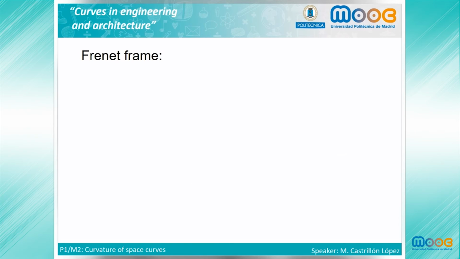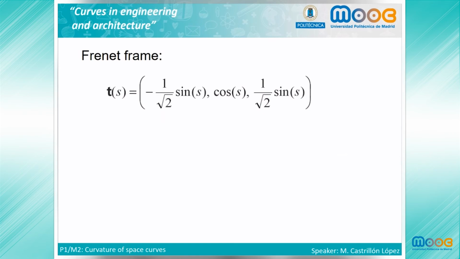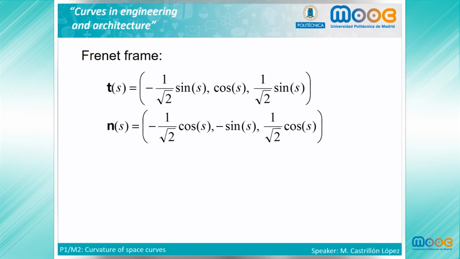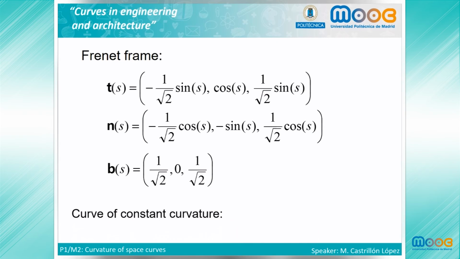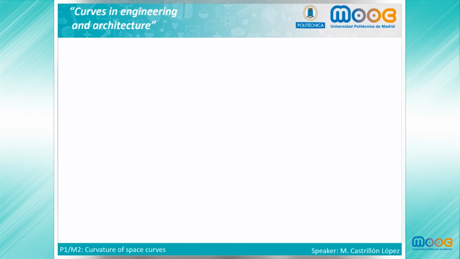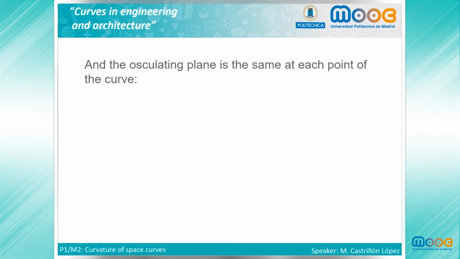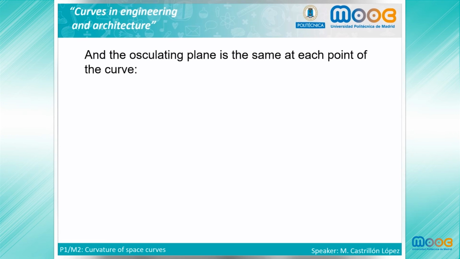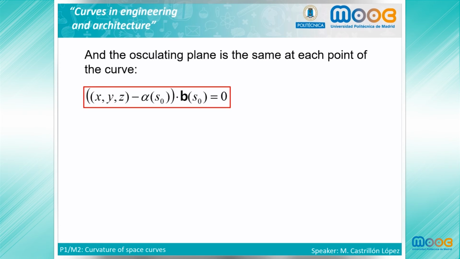We can also compute the Frenet frame, that is, vectors T, N, and B, and we check that not only the curvature is constant, but in this case also the vector B. Therefore, the osculating plane is the same at each point of the curve. We compute the Cartesian equation of the osculating plane. A point with coordinates x, y, and z is in the osculating plane if it satisfies the equation in the red box at your right-hand side.